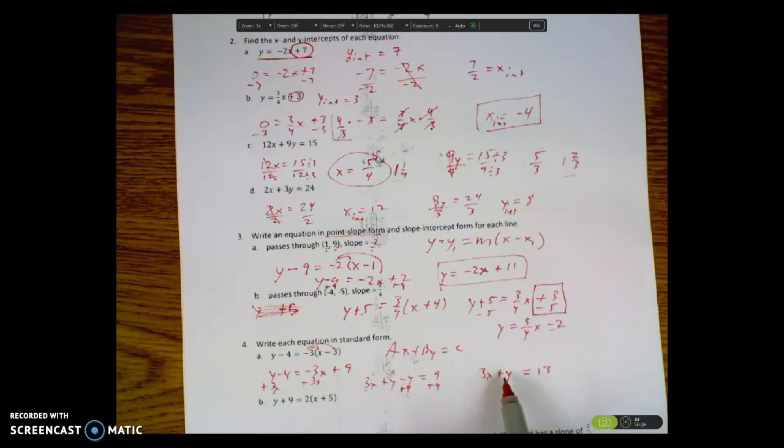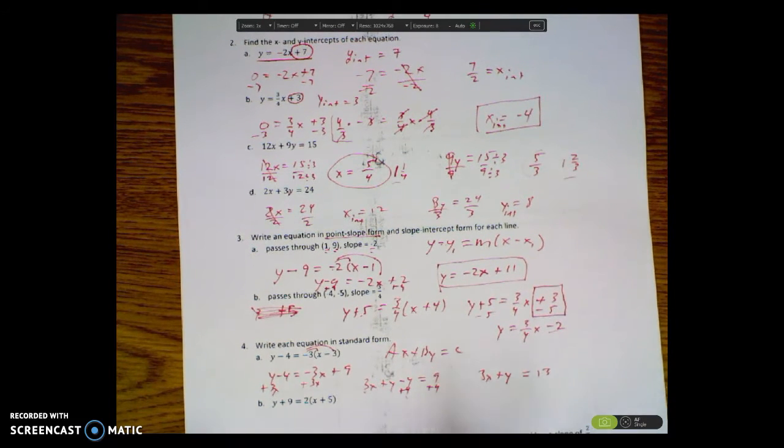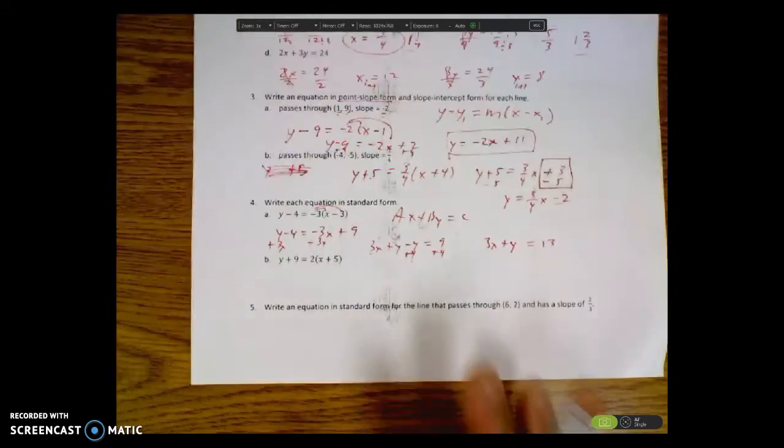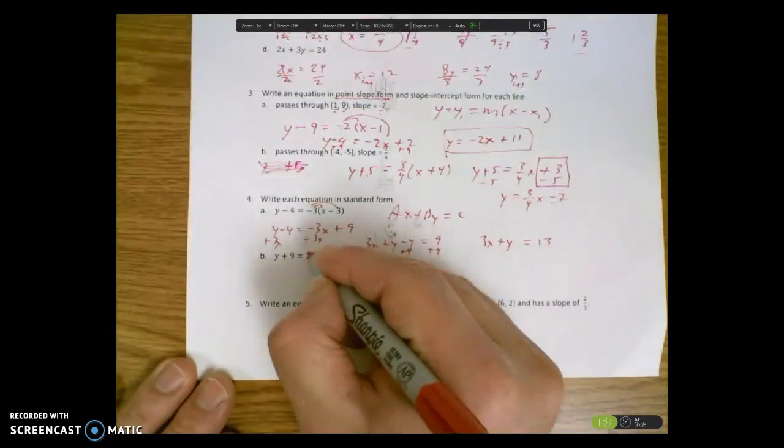In standard form, x and y are on the same side. Both the coefficients are integers, so 3 and 1. You can write 1y if you want to, and then our constant is not a fraction as well. All right. B, same type of problem.